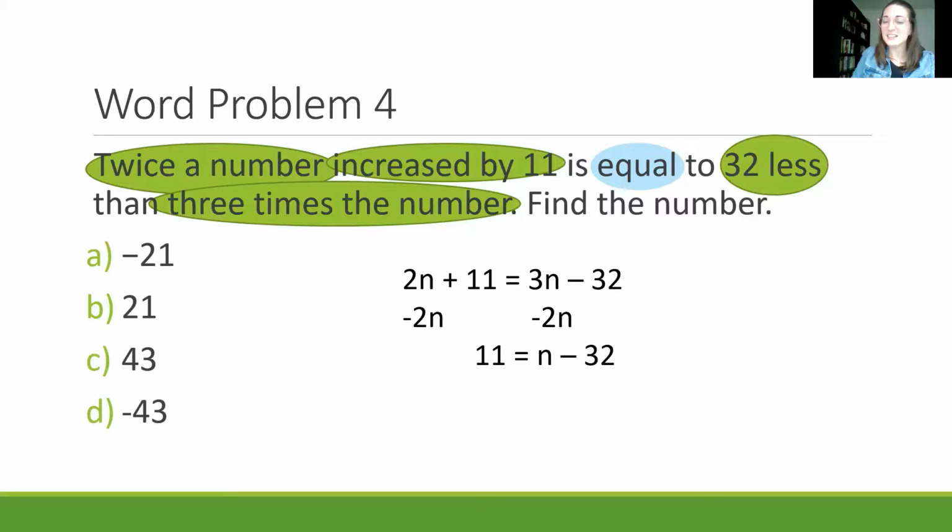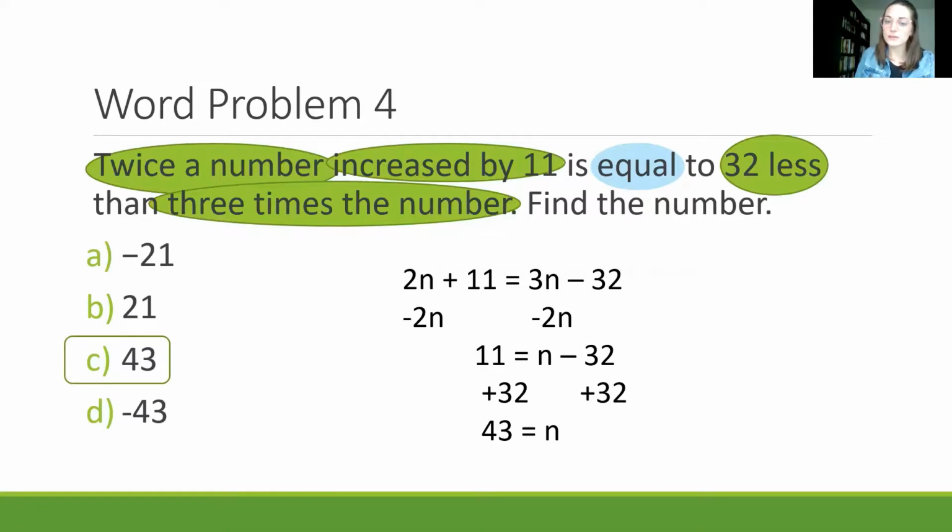Now to get the variable by itself, I'm going to have to combine the like terms. So you see we have a 2n on one side and a 3n on the other. What I'm going to do is subtract that 2n from one side so I can get all my n's together on one side. So that will cancel out the 2n at the beginning and it'll leave the 11. And then I can say 11 equals n, because we did 3n minus 2n, so we only have 1n left, minus 32. Now I want, again, n to be by itself.